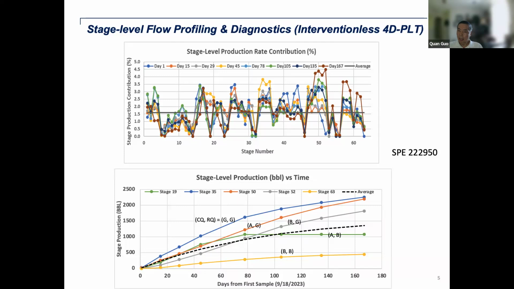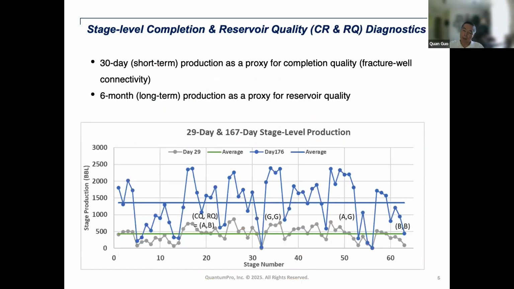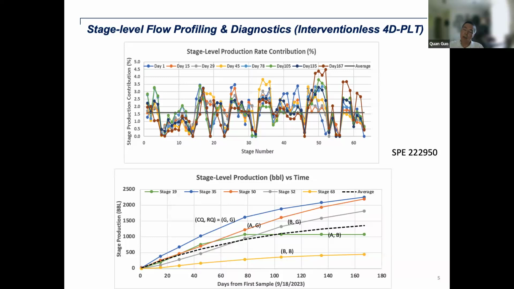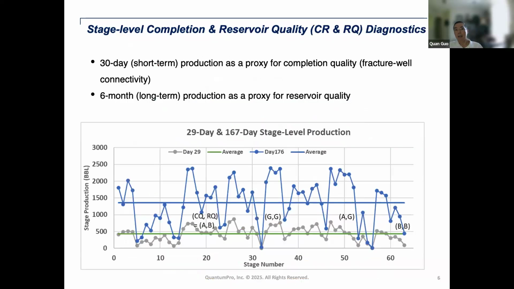So anyway, this slide is a given example of how to use the stage level production versus time to do some analysis to get the completion and reservoir quality diagnostic. And it's based on a very simple method. I'm sure you can do much better, particularly if you have a reservoir or production simulator to do the production history match.